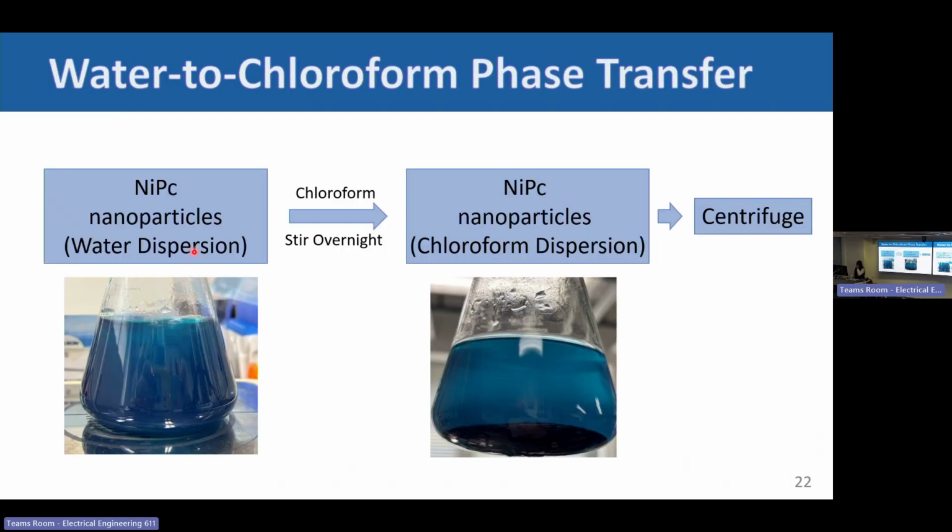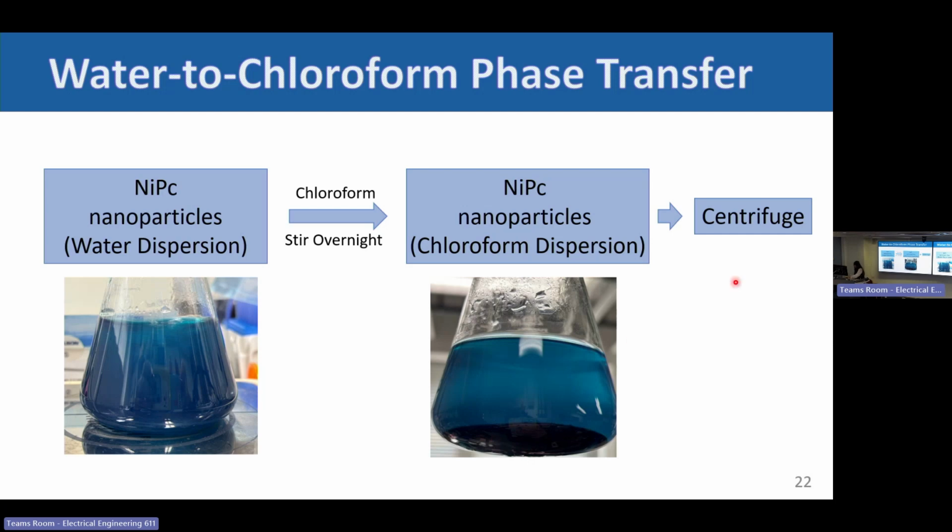I was thinking that if the freeze drying doesn't work, I will find another way to get it from water into chloroform, which is to just put the chloroform into the water dispersion and stir overnight to let it transfer from the water into the chloroform and get this. You can see this darker place in the bottle, it's the chloroform.